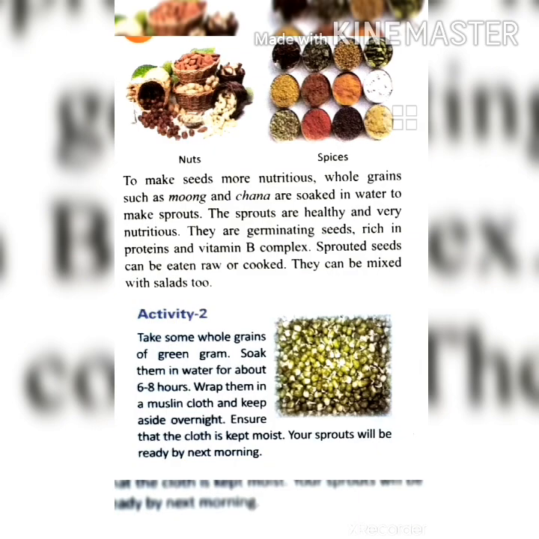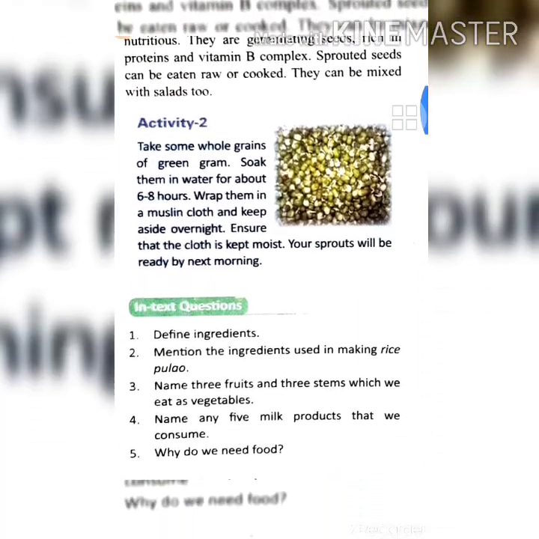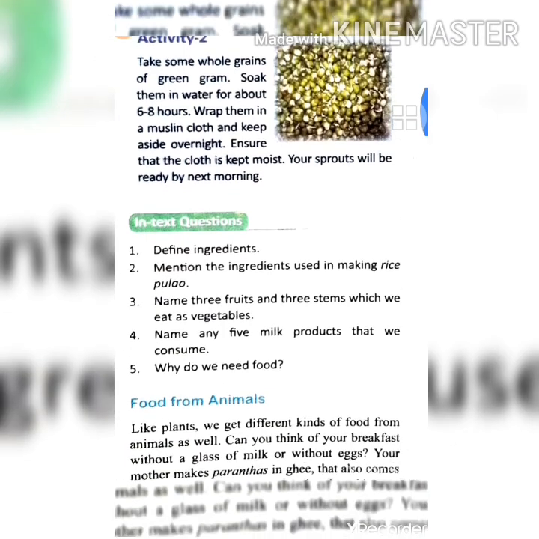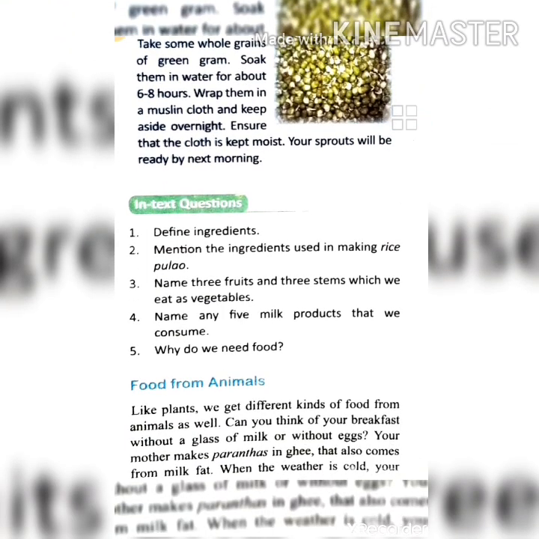Let's come down and see what is given there. Now they have given us certain in-text questions. Now let us revise whether we have understood the topic or not. The first question here is define ingredients. Here again I would like to repeat, and the answer to this question is ingredients are the substances which are mixed when you are cooking something.